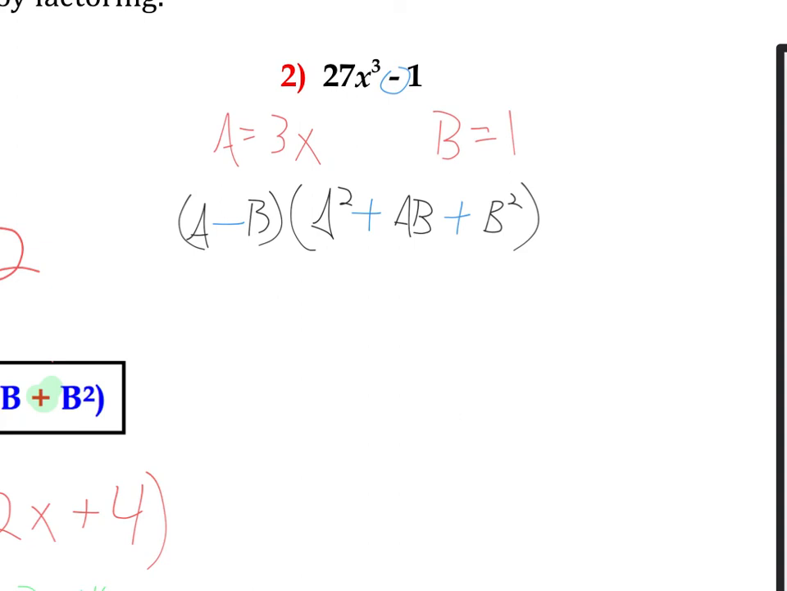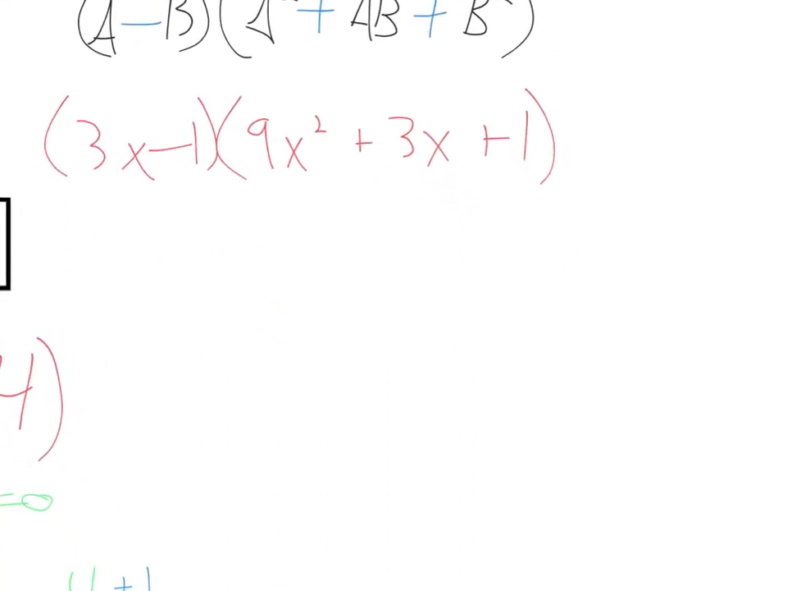So now we just plug and chug. So 3x minus 1. 3x quantity squared would be 9x squared. Plus 3x times 1 is 3x. Plus b squared is 1. So now we solve. If I set this thing equal to 0, I can use the zero product property. 3x minus 1, that would result in an answer of 1/3.